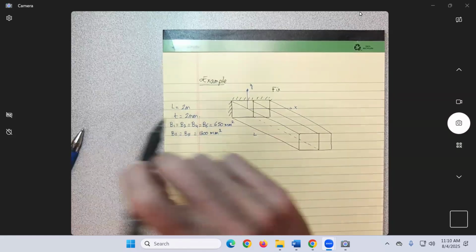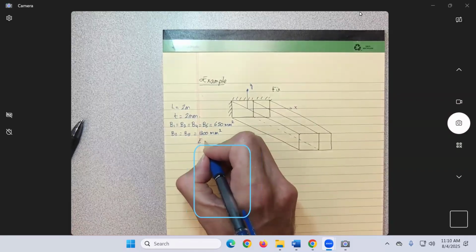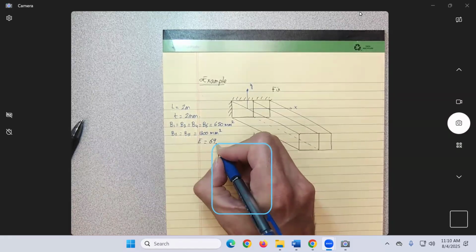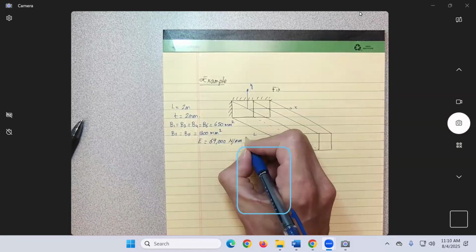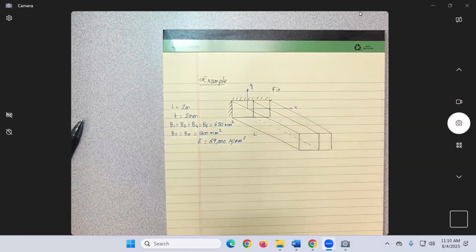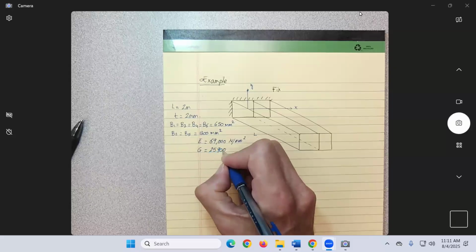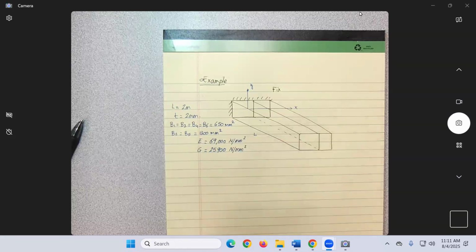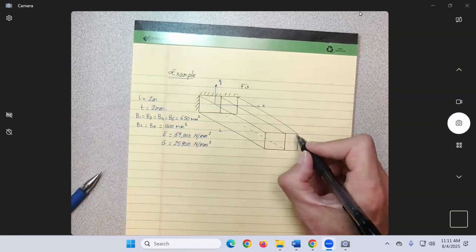Then this time, since we're going to be calculating deformations, we need to have some material properties. So we have the modulus of elasticity equal to 69,000 newtons per millimeter square. And G will be equal to 25,900 newtons per millimeter square.